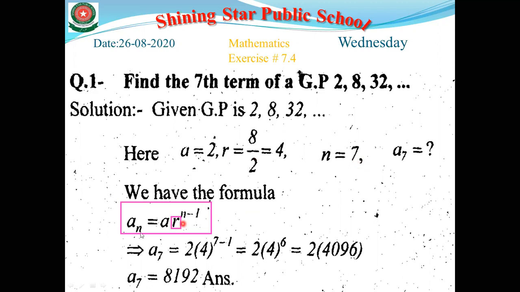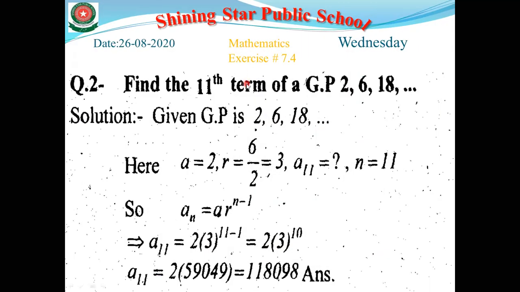So simple, we put the values: replace N with 7, A with 2, R with 4, and N minus 1, 7 minus 1, is 6. 4 power 6 is 4096. Multiply by 2, 8192, which is your required answer of part number 1. Simple. Now let's start part number 2.